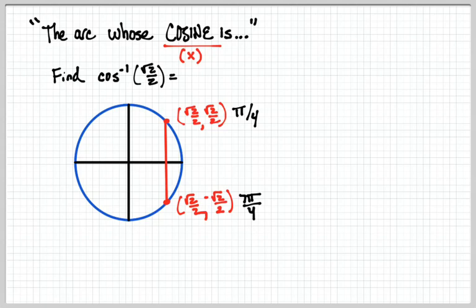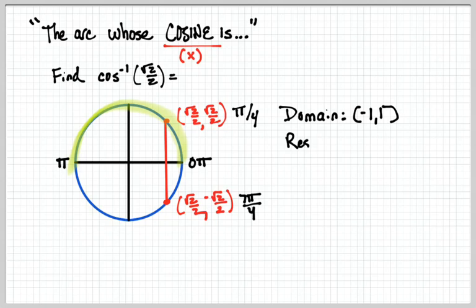For cosine, what was the range that we restricted? Where did we start? 0 is where we started. And how far did we move? To pi. So the calculator only gives you the solution in this interval, 0 to pi. And if you look at our domain and range, our domain is -1 to 1. And our restricted range is 0 to pi.